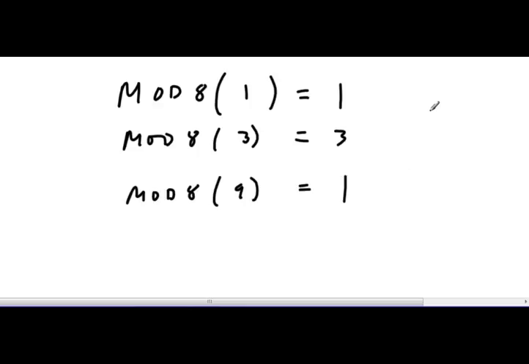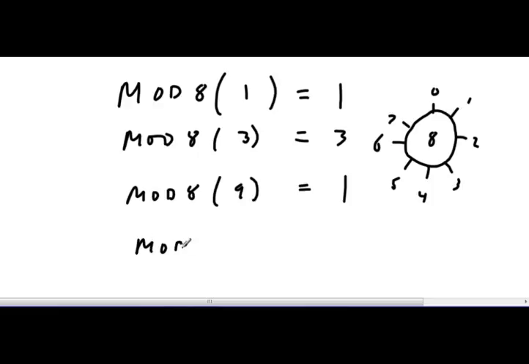Okay, so in my mod counting, I got a 0, I got a 1, I got a 2, I got a 3. This is mod 8. I got a 4, I got a 5, I got a 6, I got a 7. But when I get back to 8, I'm back to 0, and now if I go to 9, then that's a 1.